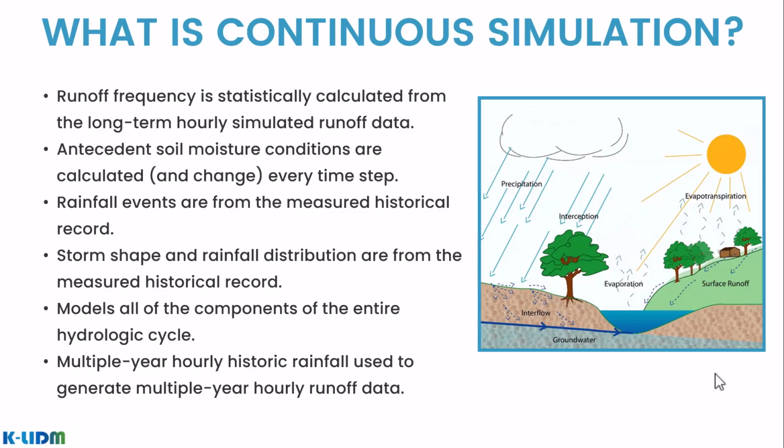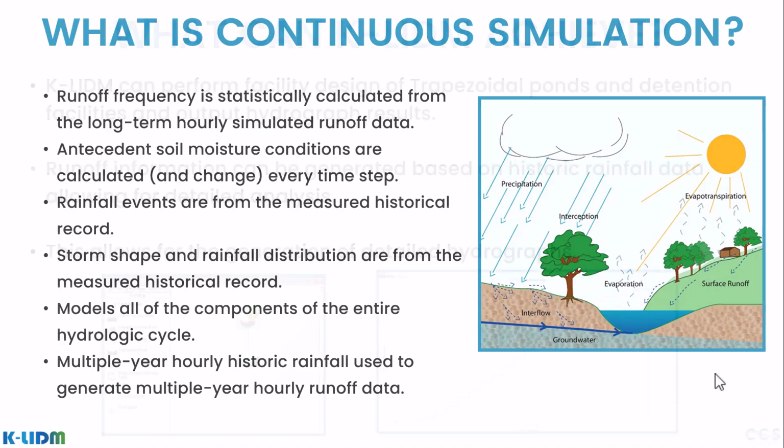So what exactly is continuous simulation if you don't know yet? Well, in continuous simulation, runoff frequency is statistically calculated from the long-term hourly simulated runoff data in K-LIDM. Antecedent soil moisture conditions are calculated and changed every single time step. And rainfall events are from the measured historical record. Storm shape and rainfall distribution are from the measured historical record as well. It models all the components of the entire hydrologic cycle and multiple year hourly historic rainfall used to generate multi-year hourly runoff data.